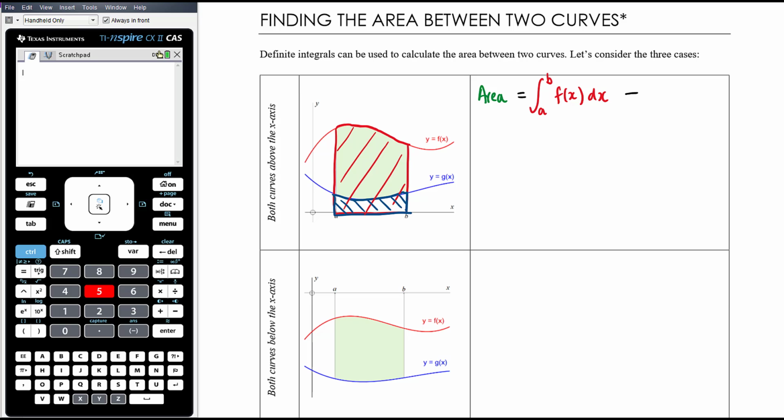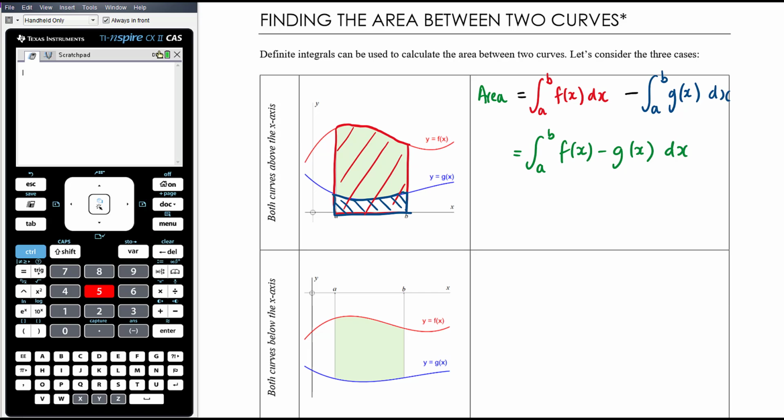minus the blue area, which is the integral from a to b of g of x. Sorry, not f of x, it's g of x for the blue one. So because both of those integrals have the same limits, we can actually write those together. That's actually just the one integral. Okay, so that is the integral from a to b of f of x take away g of x. So we wouldn't calculate it as two separate integrals.